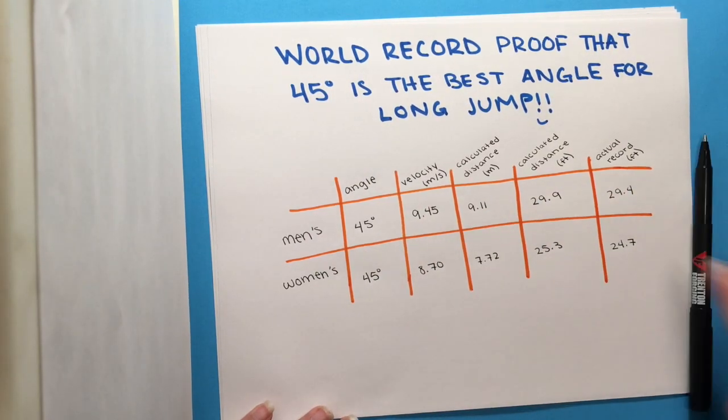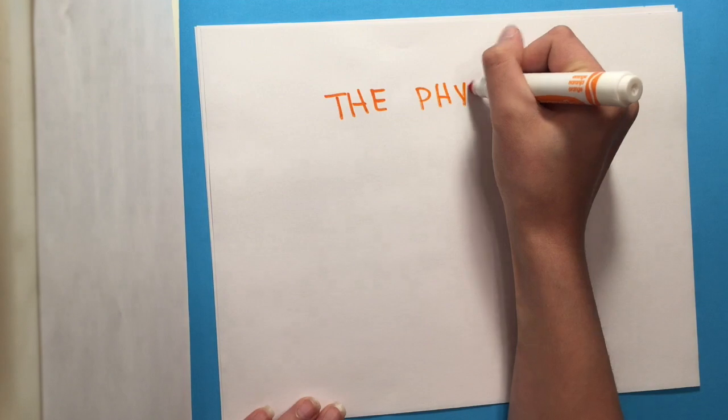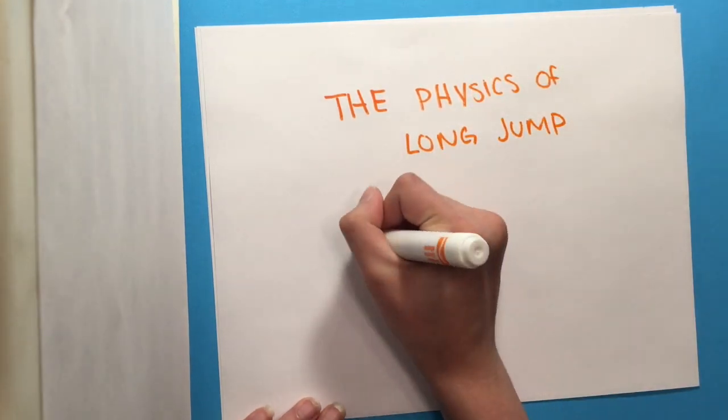This can be used as proof that the angle you jump at in long jump is important, and 45 degrees seems to be the best angle to result in the furthest distance. This is the physics of long jump.